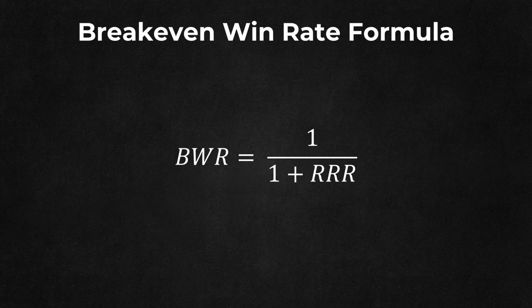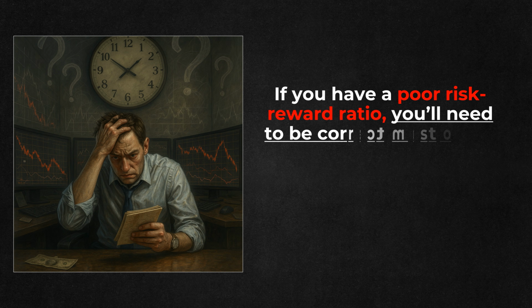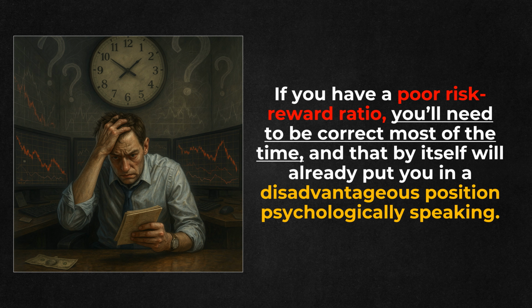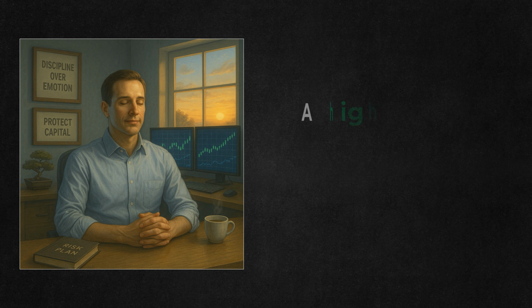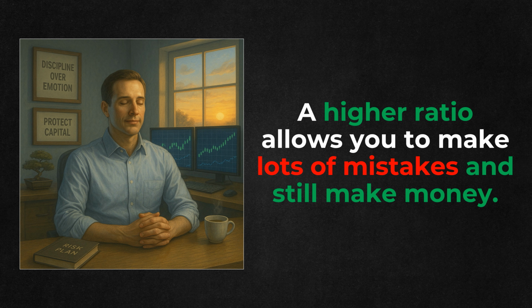If you have a poor risk-reward ratio, you need to be correct most of the time, and that by itself will already place you in a disadvantageous position psychologically speaking. A higher ratio allows you to make lots of mistakes and still make money. We'll go back to risk-reward ratios later.